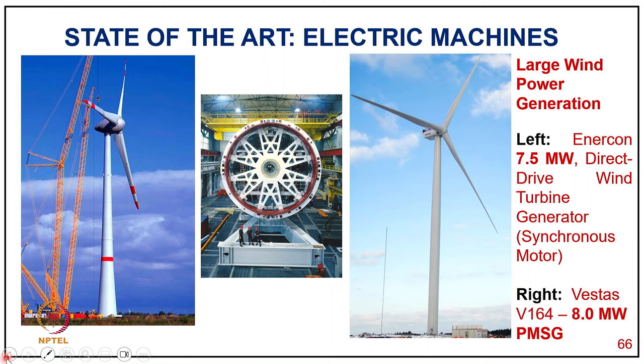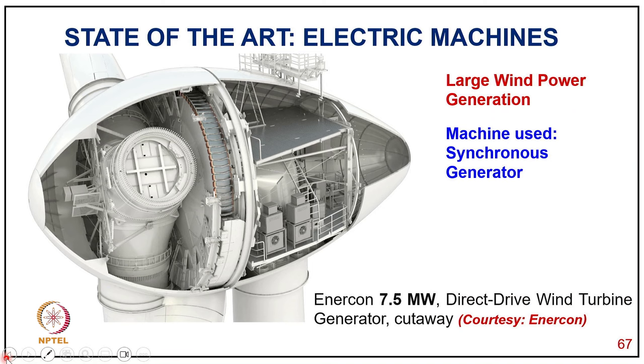Then nowadays we have renewable power generation. We have wind power generation, both offshore and onshore wind turbines, and the highest rating has gone to 7.5 megawatt and 8 megawatt, but Vestas has already developed about 15 megawatt. There are different kinds of machines here: the conventional salient pole synchronous machine, then the permanent magnet synchronous machine, as well as the doubly-fed induction generator. These are the machines used for wind power generation, and for large wind generators, as you can see, the synchronous generator, which I mentioned.